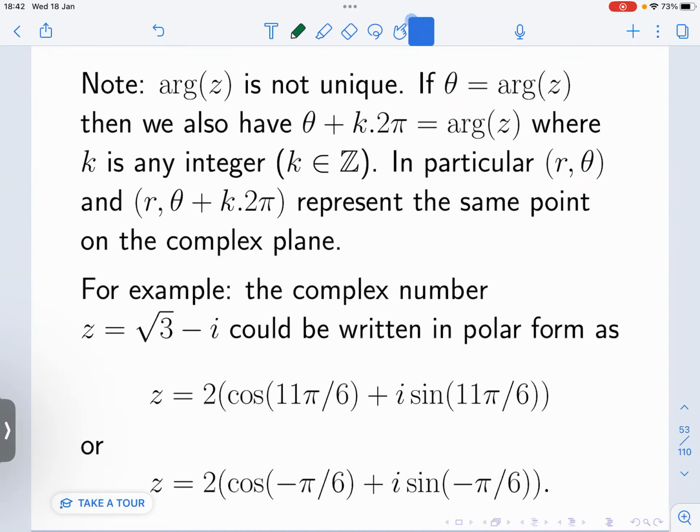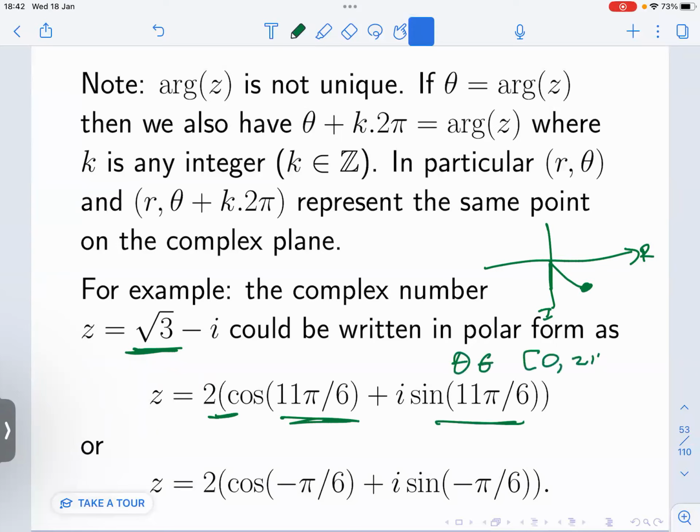For example, we have the square root of 3 minus i. That's the complex number which lies in quadrant number 4. We have a positive real axis and a negative imaginary axis. So this lies in quadrant number 4. Then this complex number can be expressed in polar form as 2 cos 11 pi over 6 plus i sin 11 pi over 6. Now this one, we see that theta will be an element of [0, 2 pi).